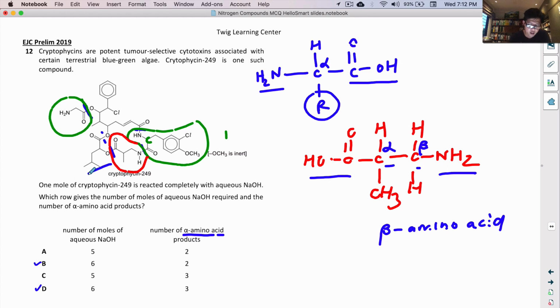There are 2 carbons between the COOH and NH2. So the one that's highlighted in red is actually a beta amino acid, so it's not considered. All right, so that's why the answer is actually B. There's only 2 alpha amino acids.